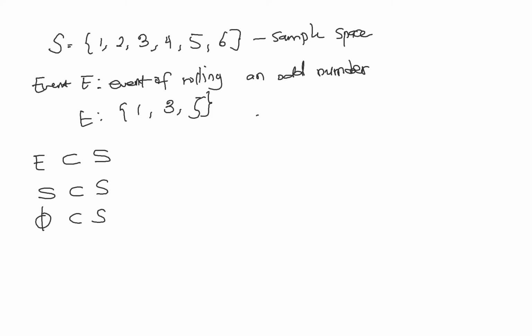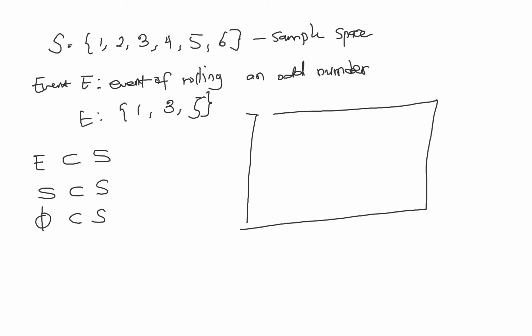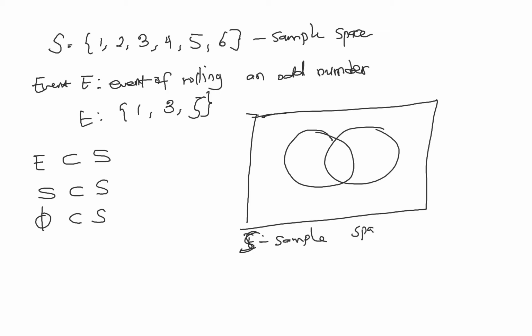A Venn diagram typically looks like this. We have a square diagram, and then if you are dealing with two sets, then you have two circles in there. So we are talking about a Venn diagram where S is a sample space and A is a subset of S, B is a subset of S. Now there's a concept of union.